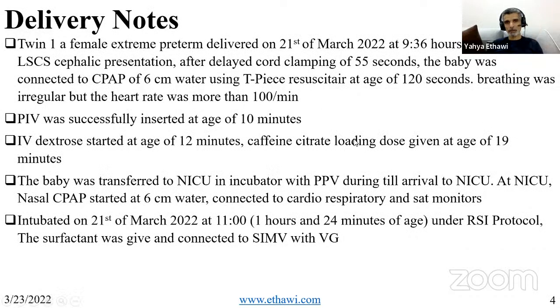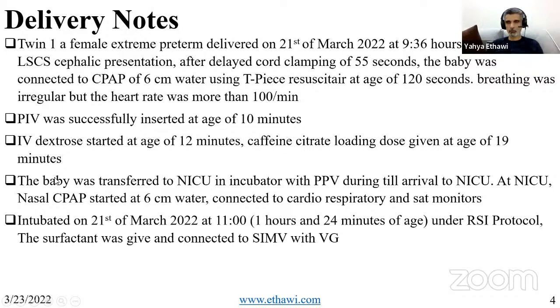Okay. On resuscitation, the baby was delivered in very good condition, with cephalic presentation by CS. We did delayed cord clamping for 55 seconds, and we stopped because of the bleeding of the mother. The baby was connected right away to CPAP using T-piece at the age of about 2 minutes. Breathing was okay, and the heart rate picked up to more than 100. Then we inserted a PICC line, successful after 1 trial at 10 minutes. The dextrose reached the baby by age of 12 minutes, and the caffeine was started at the age of 19 minutes.